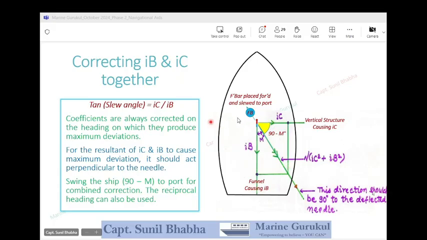Now another option which is available to us is if this resultant vector acts in the westerly direction. Even then it will be acting at right angles to the compass needle, and this will happen when the ship is on a reciprocal heading to the initial one. If you swing the ship 90 minus M to port, we obtain one of the headings, and also on a heading reciprocal to that, 180 degrees apart from that, you will see that this is the second option available to us to correct IB and IC together.